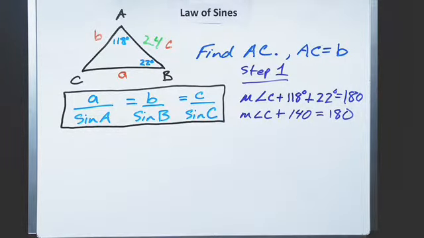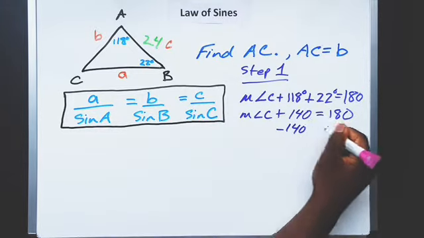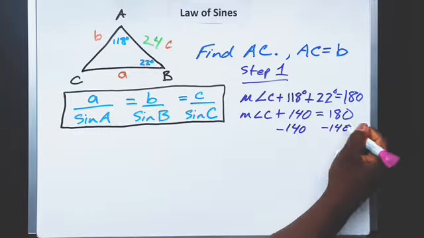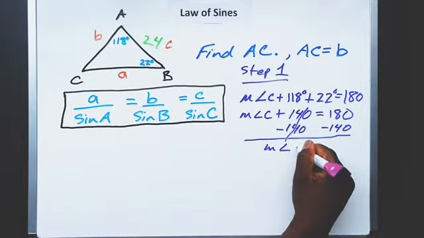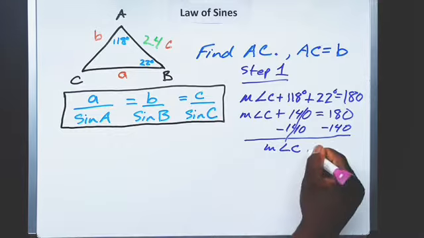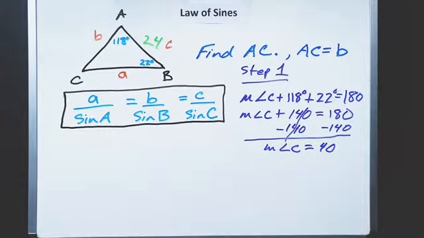Now let's solve for angle C using the subtraction property of equality. Minus 140, minus 140. Draw the line that crosses out. We get the measure of angle C is equal to 40 degrees. Okay, so that's helpful. Now we can set up the proportion. That is step one.